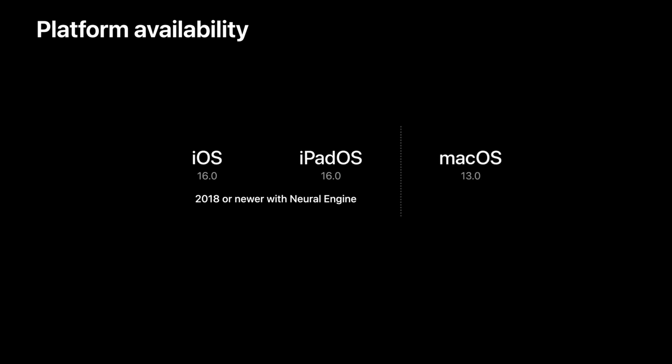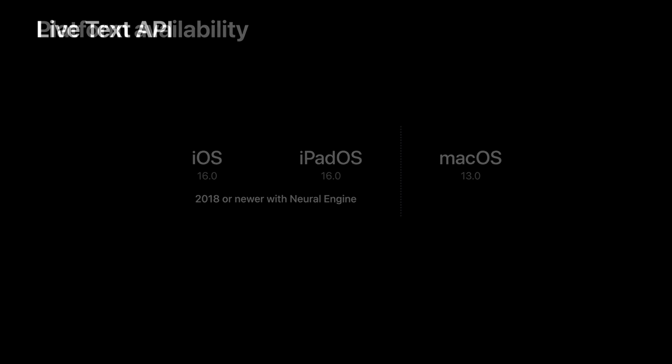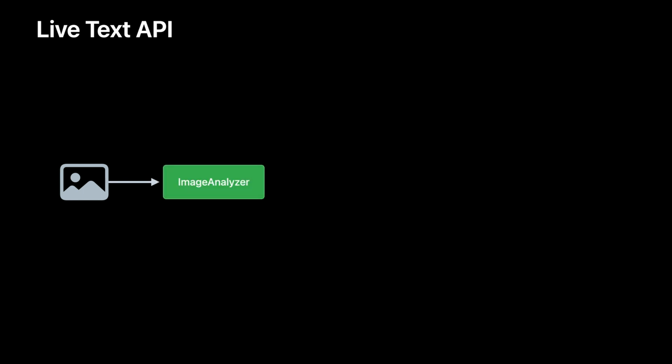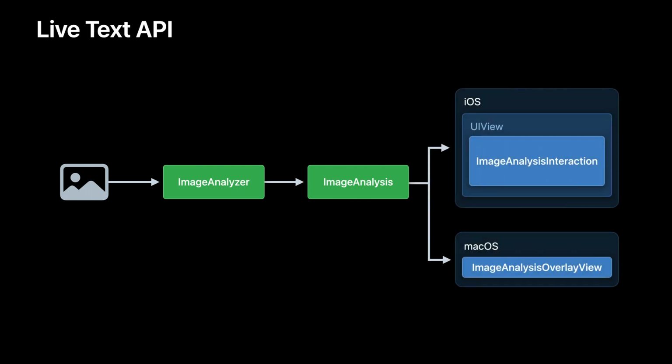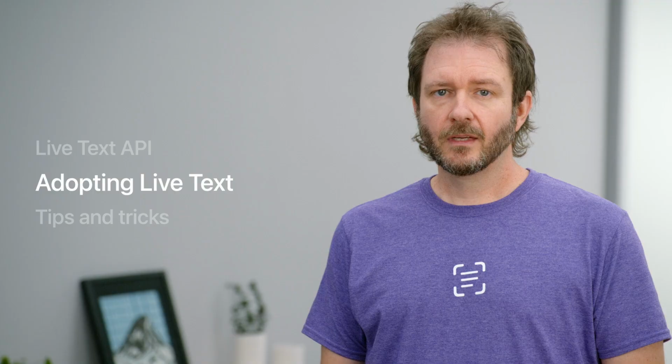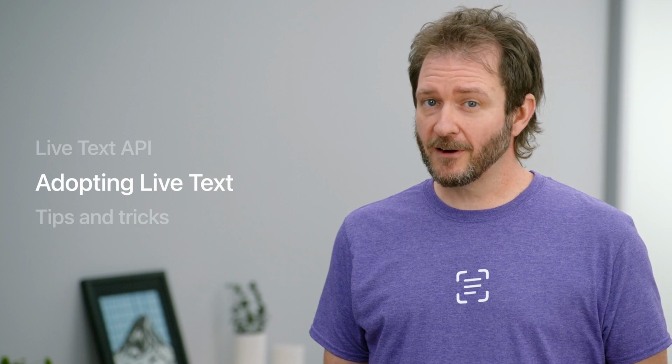The Live Text API is available starting on iOS 16 for devices with an Apple Neural Engine and for all devices that support macOS 13. It consists of 4 main classes. To use it, first, you'll need an image. This image is then fed into an image analyzer, which performs the async analysis. Once the analysis is complete, the resulting image analysis object is provided to either an image analysis interaction or an image analysis overlay view, depending on your platform. Seems pretty straightforward so far, right?